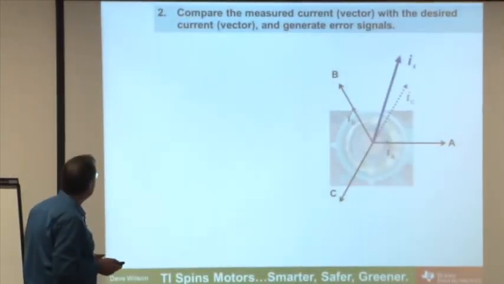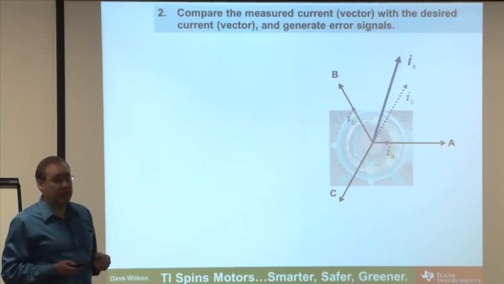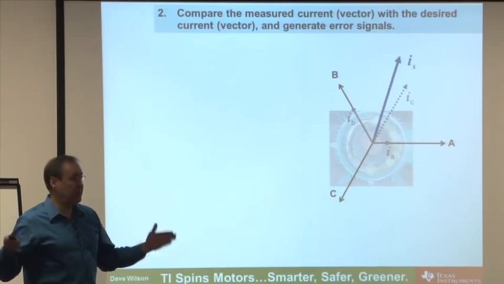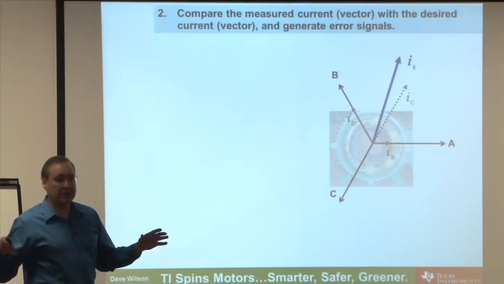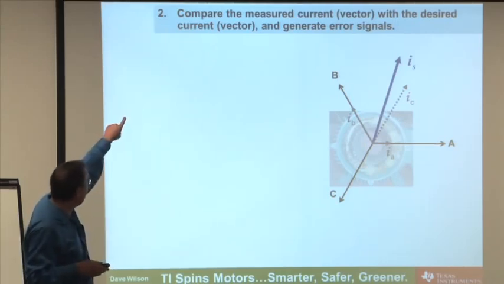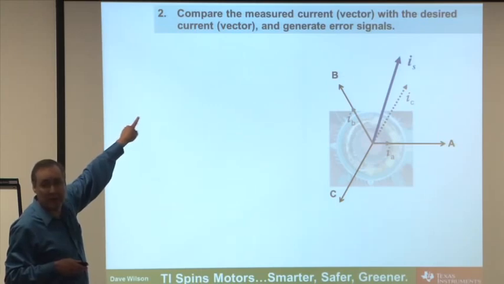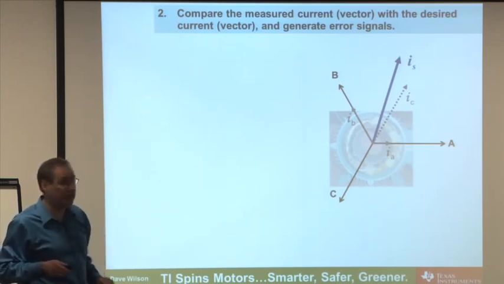Step number 2, compare the measured current vector with the desired current vector and generate error signals. Now this step, step 2, is where the bulk of field-oriented control is going to be done. We're going to spend a lot of time on this, but at any point in these slides, you can look up to the top of the slide and see exactly which step I'm on. It's always still step 1, 2, 3, or 4.